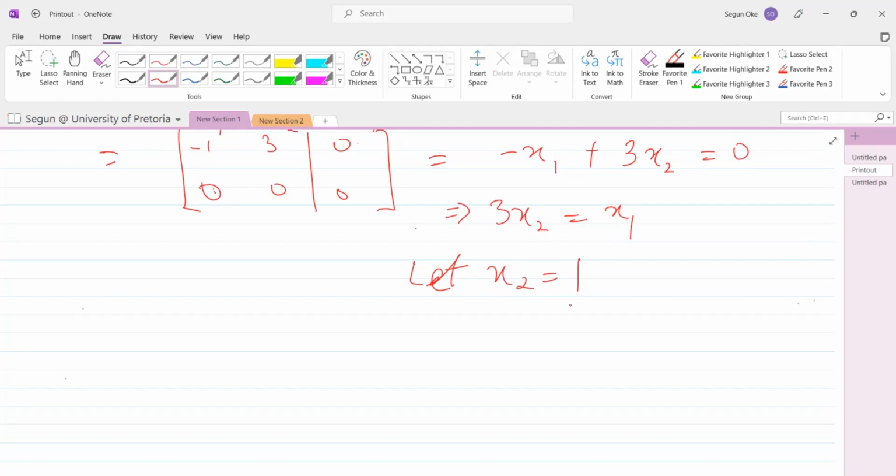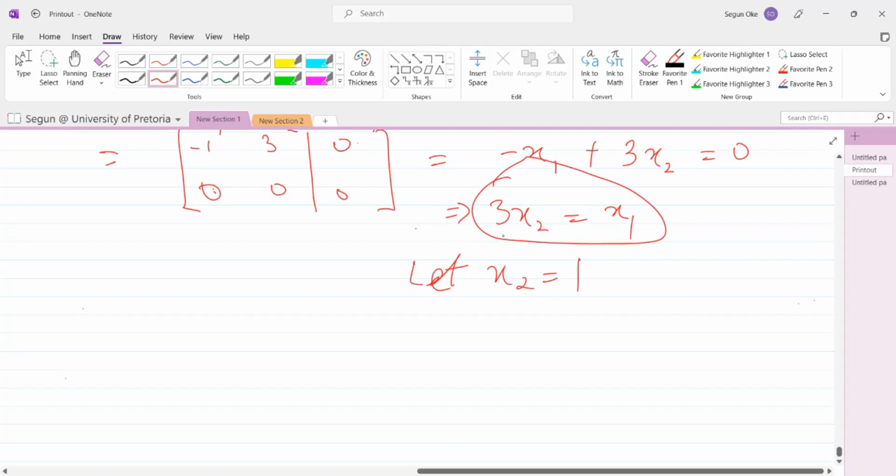Remember, the only thing we can do at this point is just to divide. If you divide both sides by 3, you will still have x2 equals 3, x1 over 3, right? So you are still complicating the issue. The best thing is just to make x2 equal to 1, because you and I know that 1 multiplied by any value will still give you that value. I believe I'm making sense.